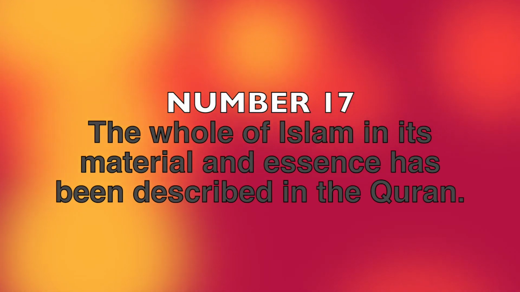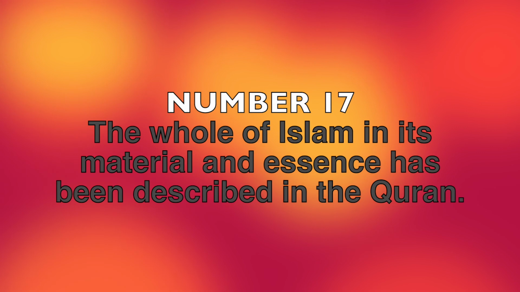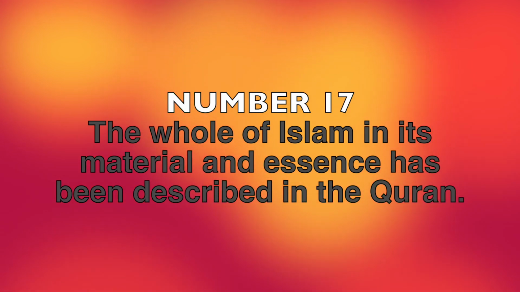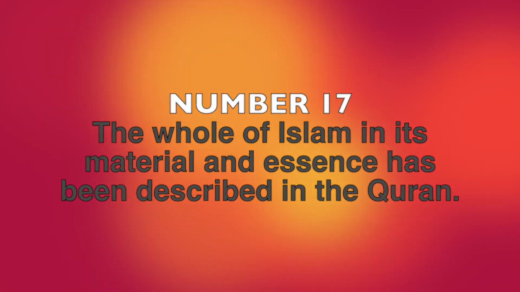Number 17. The whole of Islam in its material and essence has been described in the Quran. It is the most important source of Islamic law. There is a huge amount of literature on its explanation. Their translations are available in many different languages of the world.